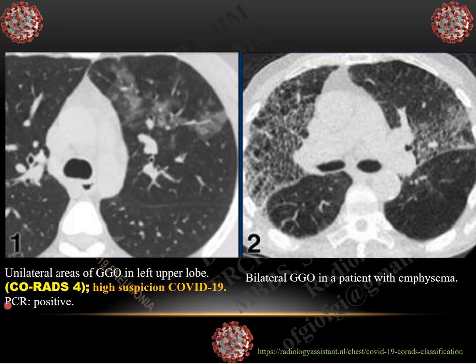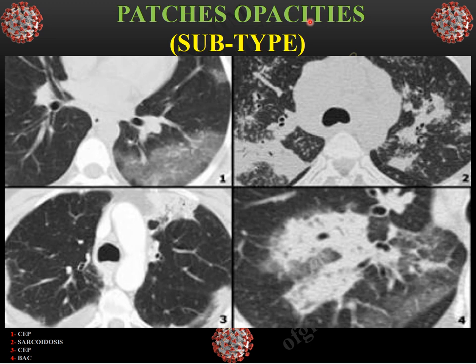as positive for COVID. Patchy opacity subtypes can also appear as ground glass opacity or consolidations, as we mentioned before. This case is chronic eosinophilic pneumonia with multifocal patchy consolidations. Another case of chronic eosinophilic pneumonia shows patchy consolidations. This one is bronchoalveolar cell carcinoma with mass-like lesions and consolidation. And this one has lung fibrosis and lymphadenopathy, with these opacities considered sarcoidosis.